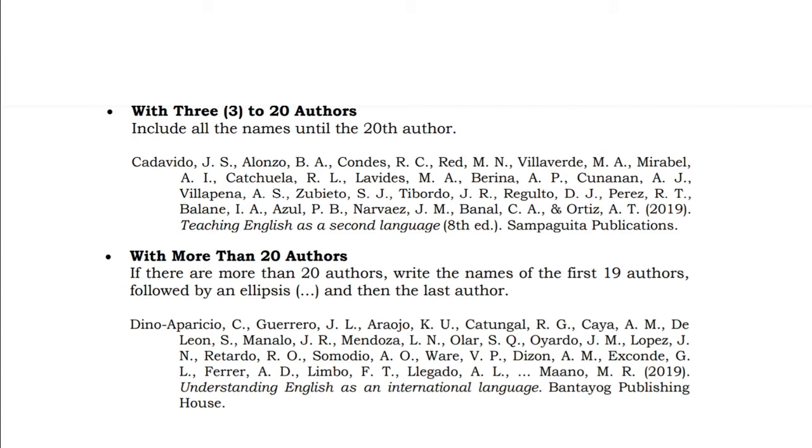For example, Dino Aparicio C., Guerrero J.L., Araujo K.U., Katungal R.G., Kaya A.M., De Leon S., Manalo J.R., Mendoza L.N., Olar S.Q., Oyardo J.M., Lopez J.N., Ritardo R.O., Somojo A.O., Ware V.P., Dizon A.M., Exconde G.L., Ferrer A.D., Limbo F.T., Liagado A.L., ellipsis, Maano M.R. 2019. Understanding English as an International Language, Bantayog Publishing House.